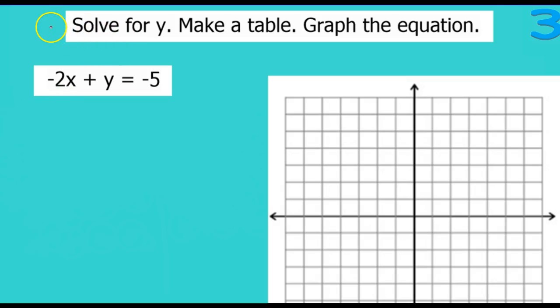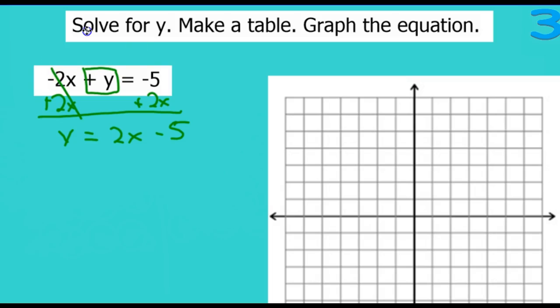Alright, first thing we have to do here, we have to solve for y. So we're going to get y all by itself. We're going to add 2x this time because it's a negative. So our equation becomes y equals 2x minus 5.